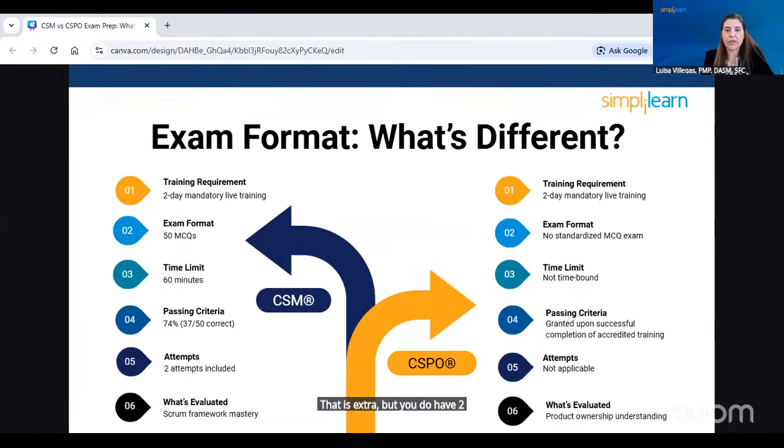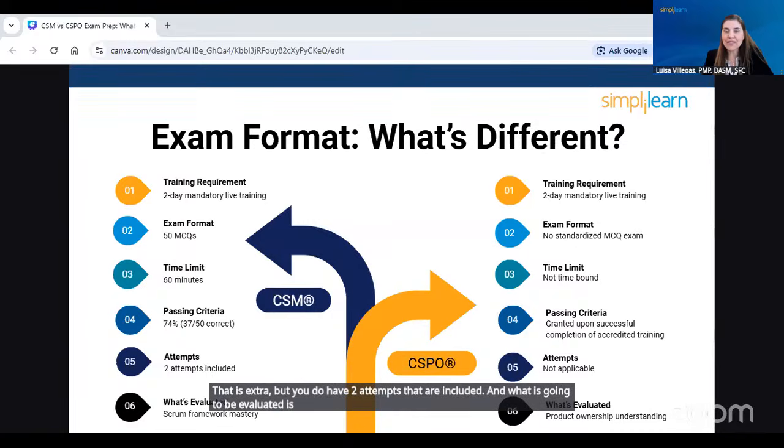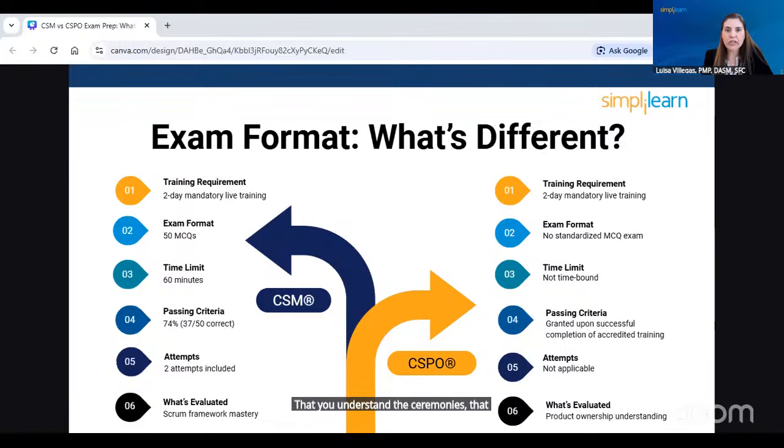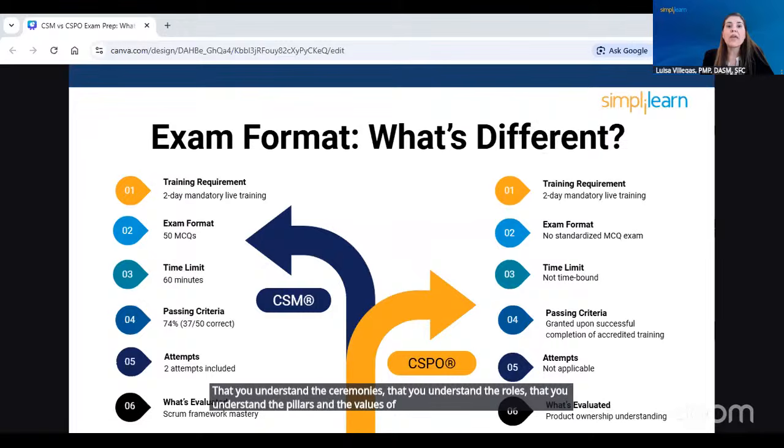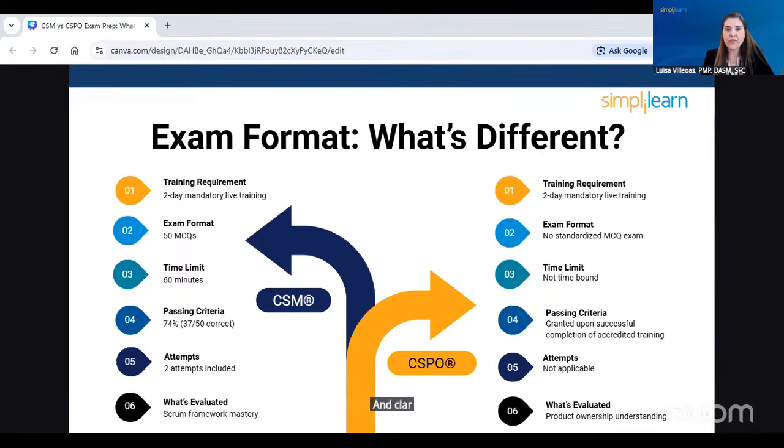And what is going to be evaluated is that you have mastered the theory, the understanding of the Scrum framework. So it is going to require that you understand the ceremonies, the roles, the pillars and the values of Scrum. There's a lot of scenario-based questions. They want to make sure that you know how to apply this knowledge in different scenarios, and clarity of the framework is going to be the key aspect here.